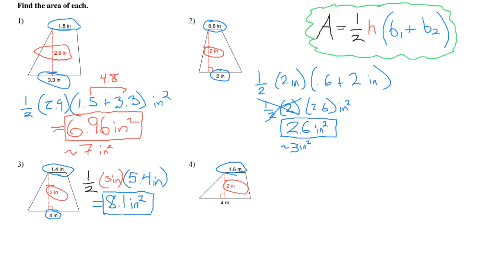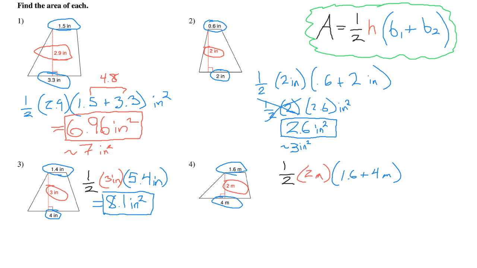Base 1 is 1.6 meters. Base 2 is 4 meters. So what we're going to see as this comes together is 1.6 plus 4 meters is our base 1 plus base 2. We're also going to have 2 meters as our height. And of course, we're dividing this by 1/2.